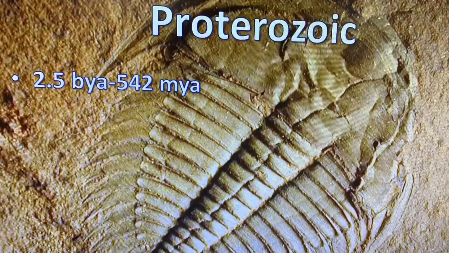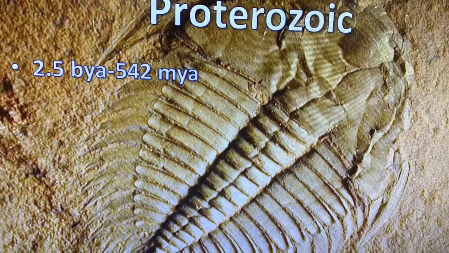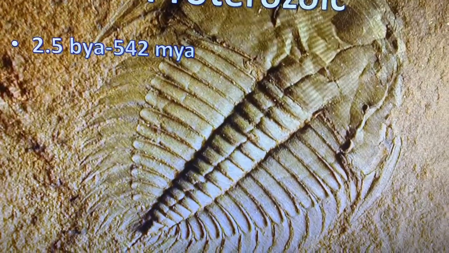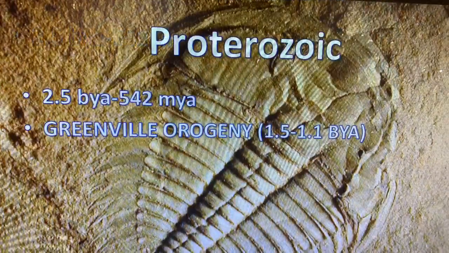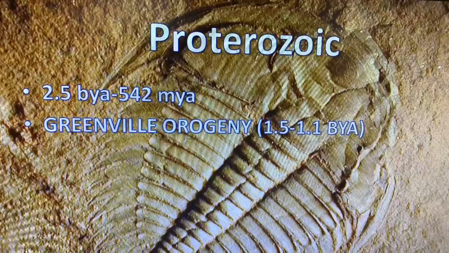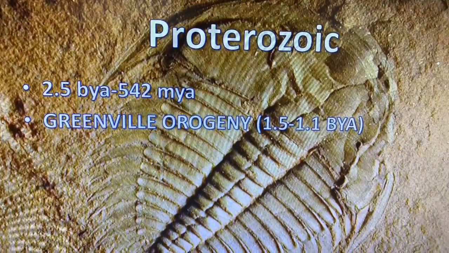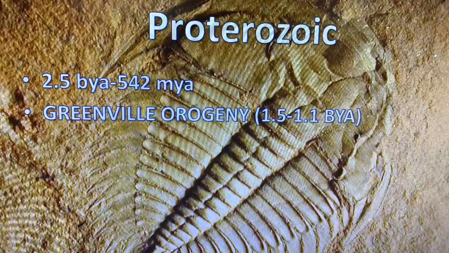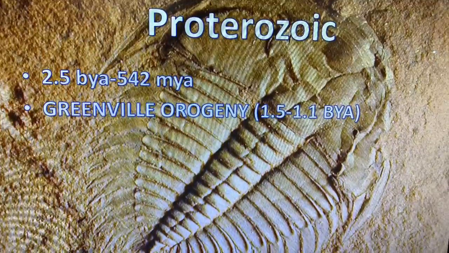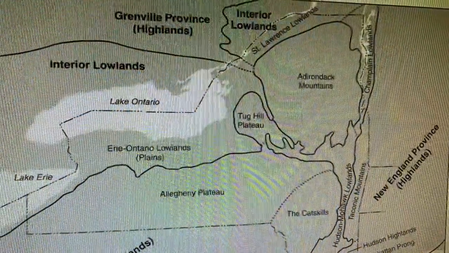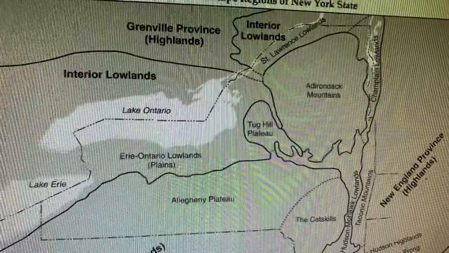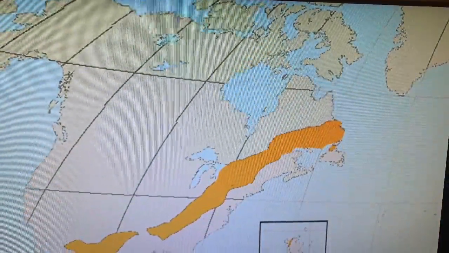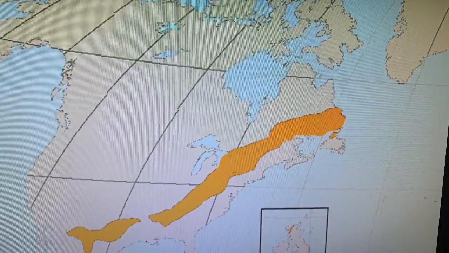The next eon we're going to talk about is the Proterozoic Eon, which runs from about 2.5 billion years ago to 542 million. Notice the billion to million switch. The important geologic event that happens during this time is what we call the Grenville orogeny, from about 1.5 to about 1.1 billion years ago. And this was a mountain building event. That's what orogeny means. That created the Adirondack Mountains in northern New York State. And not only did it create the mountains there, but it actually created mountains all the way from Canada all the way down to Texas.